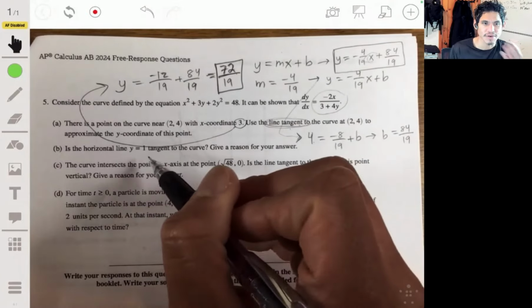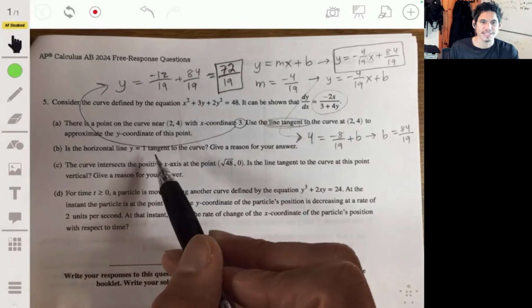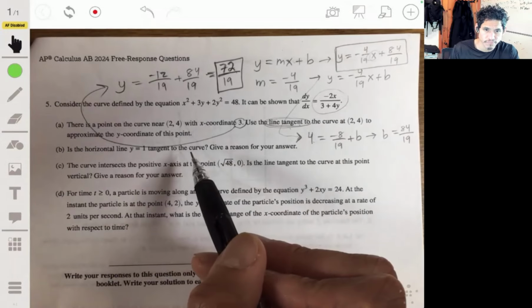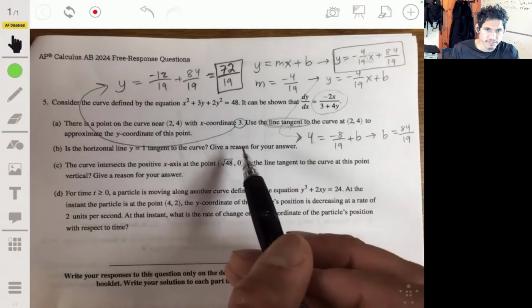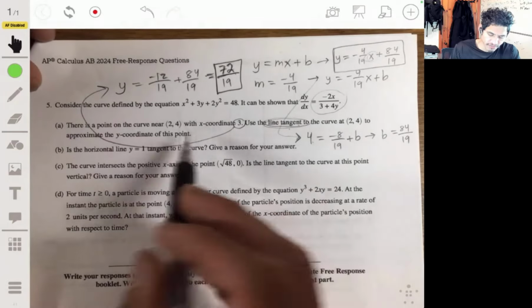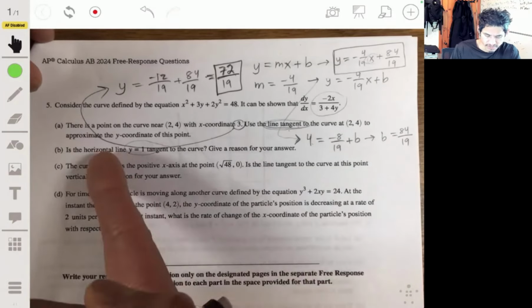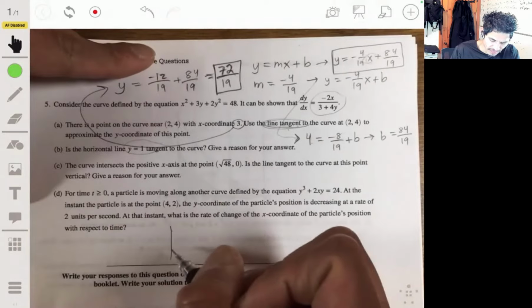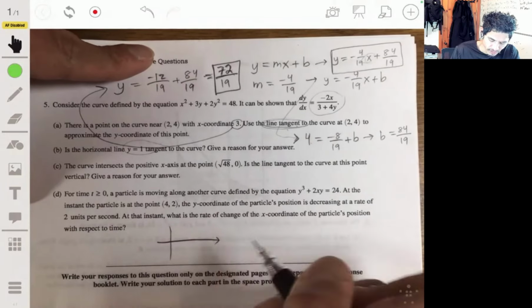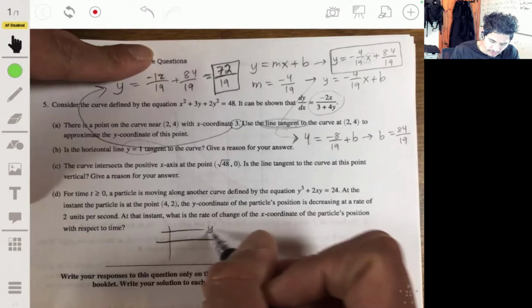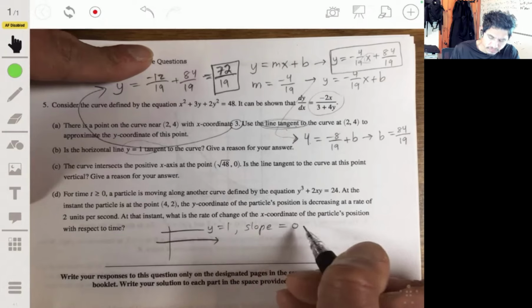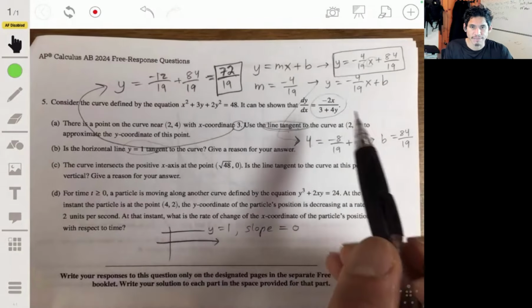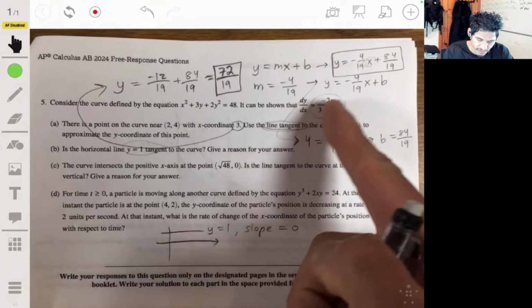Now part B: is the horizontal line y equals 1 tangent to the curve, and why? Give a reason for your answer. So if the line is horizontal, it's going to have a slope of 0. Y equals 1, so the slope is 0 because it's horizontal. So that means you could set this derivative equal to 0.